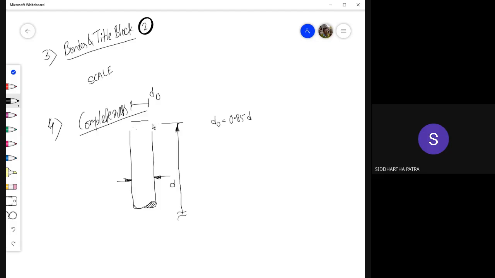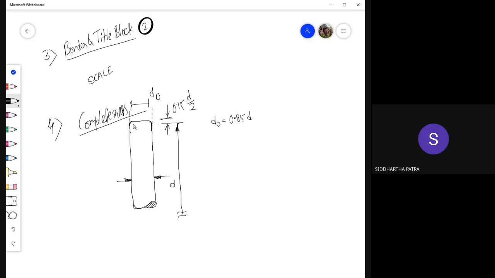Okay, and this d diameter continues, but from this end you need to draw sides with 45-degree angle, wherever that intersects, which means that would be intersecting at 0.15 d by 2. Okay, that's what it would be intersecting. So wherever that 45-degree angle intersects, that's up to which the outer diameter continues.